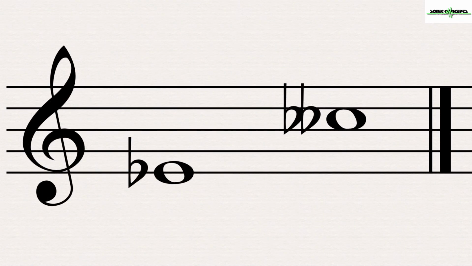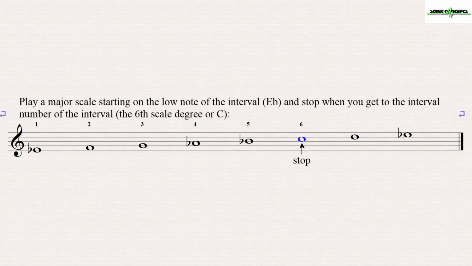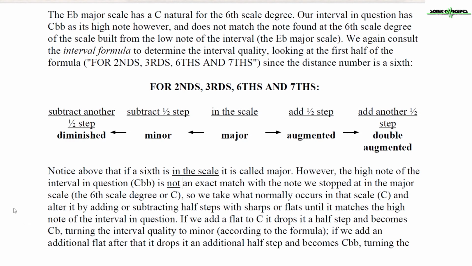Our interval in question has C double flat as its high note, however, and does not match the note found at the 6th scale degree of the scale built from the low note of the interval, the E flat major scale. We again consult the interval formula to determine the interval quality, looking at the first half of the formula for seconds, thirds, sixths, and sevenths, since the interval number is a sixth. Notice in the formula that if a sixth is in the scale, it's called major.